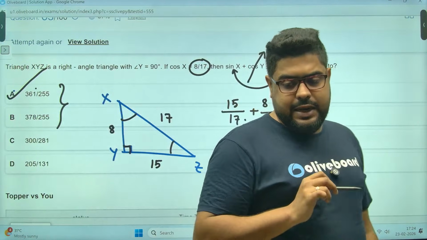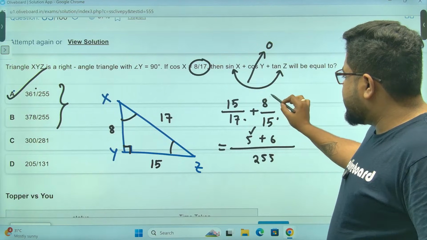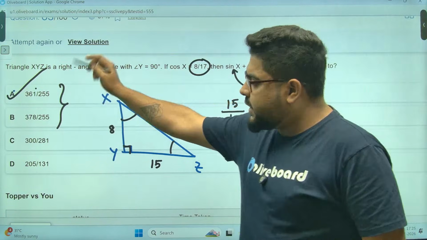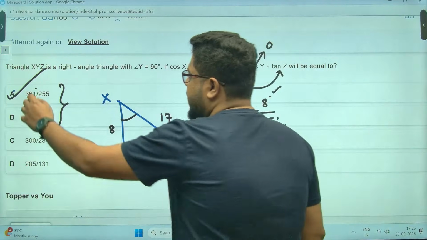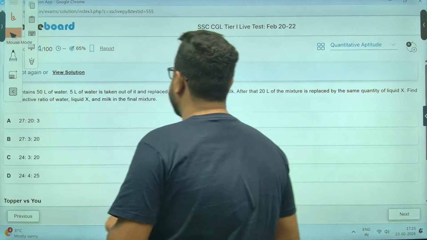I'll not do the entire calculation. You see, 5 into 5 unit digit 5, 7 into 8 unit digit 6. The total unit digit will be 11, that is 1. So only option A is ending with 1. That will be 100% my answer. Right? I'll not do the calculation. Nahi chahiye.